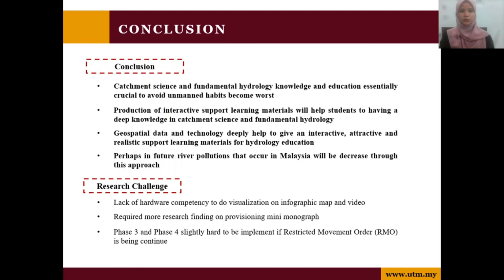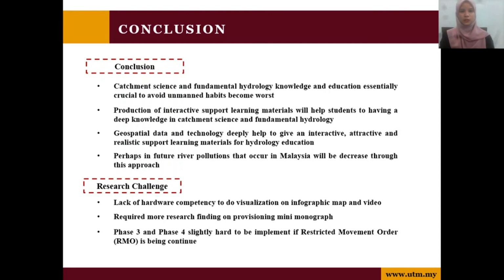Before ending this presentation, I would like to share some research challenges. Firstly, lack of hardware competency to do visualization on infographic map and visualization video. Second, more research findings are required on provisioning the mini monograph. Lastly, if the restricted movement order continues, phase 3 and phase 4 will essentially be hard to implement. Therefore, some backup plan needs to be made, for instance, conducting the questionnaire and interview through an online platform.